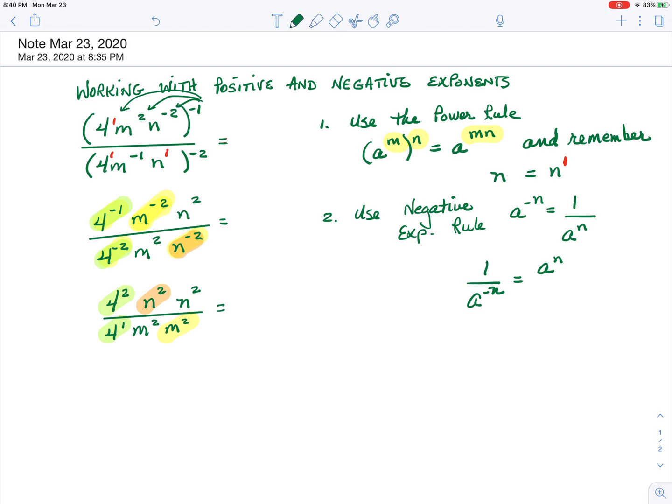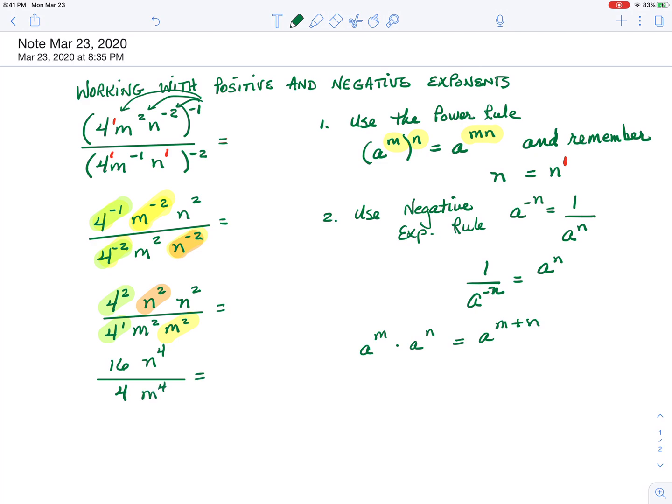So let me see to put it all together. So 4 squared is 16 in the numerator. N squared times n squared is n to the 4th, where the exponents add. Remember that rule? If you multiply like bases together, the exponents combine, they add. And then on the bottom, I have 4m to the 4th.